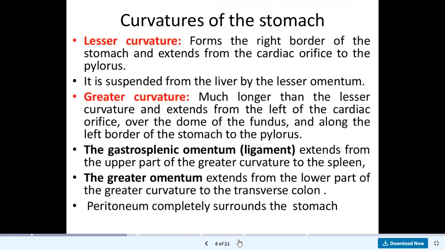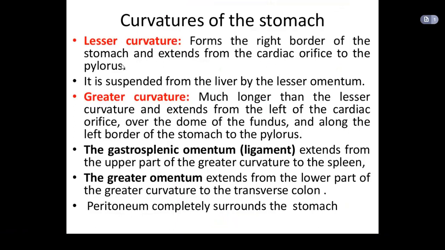So the curvature of the stomach. The stomach has two main curvatures, which are the lesser curvature and the greater curvature. The lesser curvature forms the right border of the stomach, and it extends from the cardiac orifice to the pylorus. We saw that in the previous diagram. So remember that the right border of the stomach is the lesser curvature.